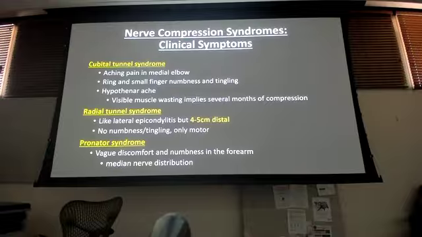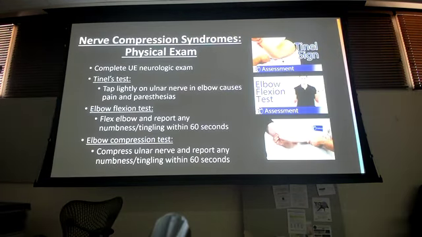Pronator syndrome, again, vague discomfort, numbness in the forearm, but this one is in the median nerve distribution, okay? So if you go backwards and look, radial tunnel really has no numbness and tingling, but pronator syndrome has numbness and tingling, specifically in the median nerve distribution. Are we good?